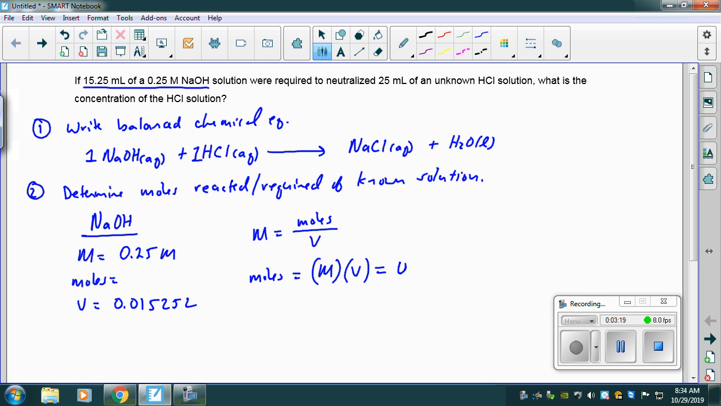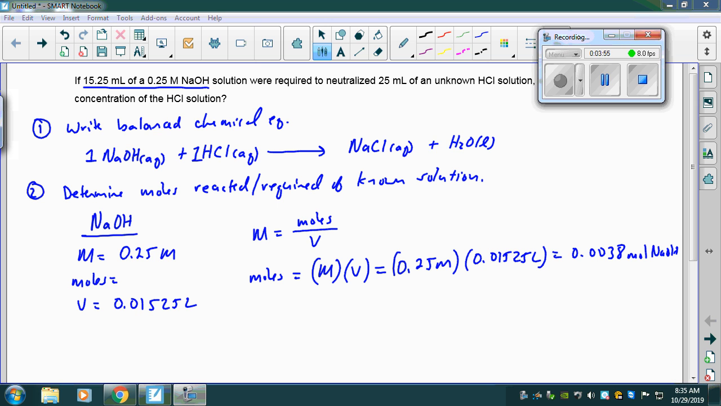So putting that in, 0.25 molar times 0.01525 liters. And let me find my calculator. Give me just a second. I'll talk and ramble while I punch. All right, it looks like 0.0038 moles of NaOH.